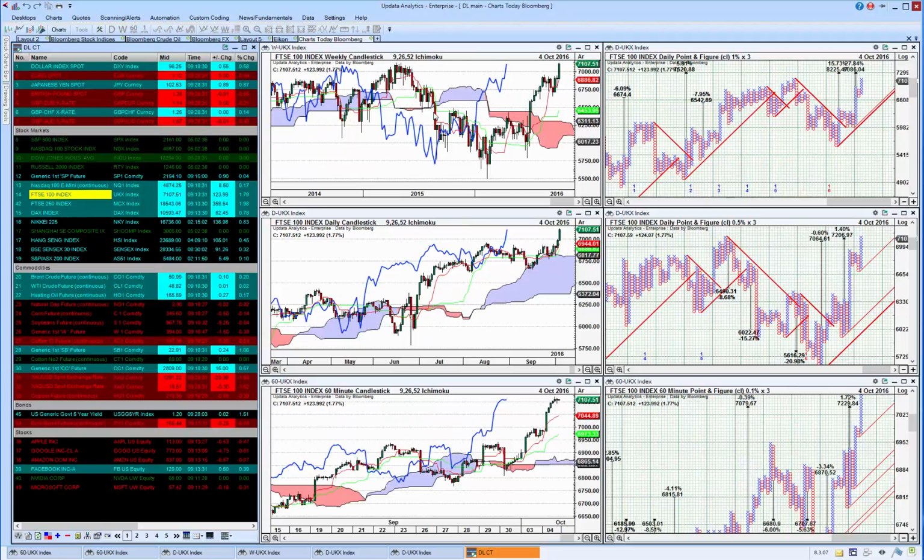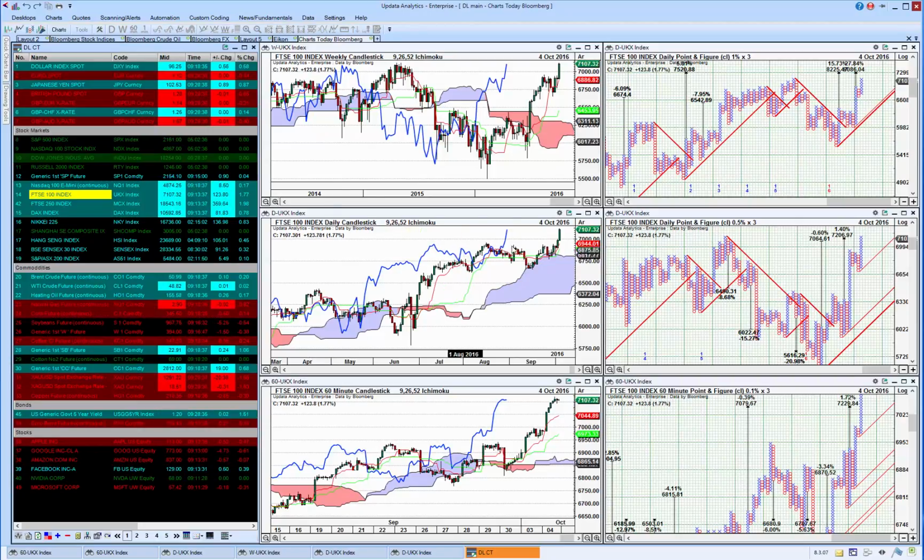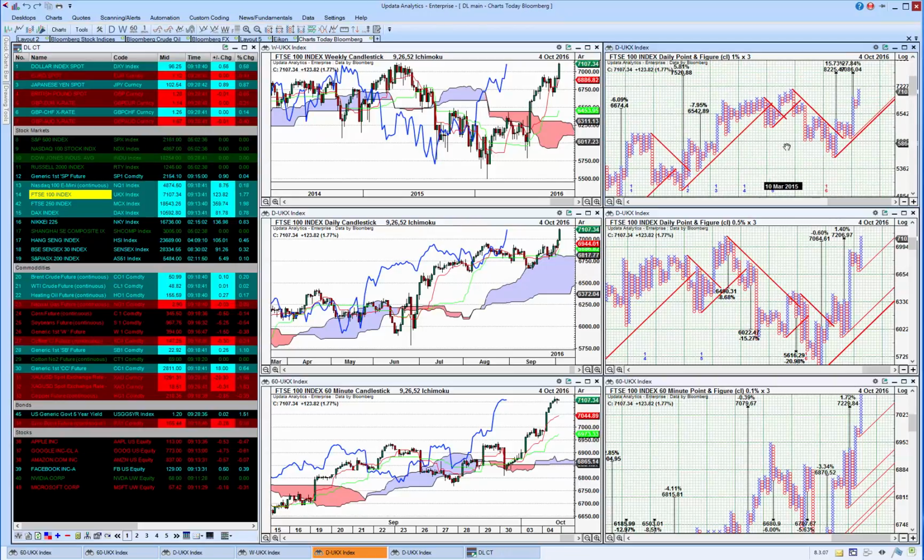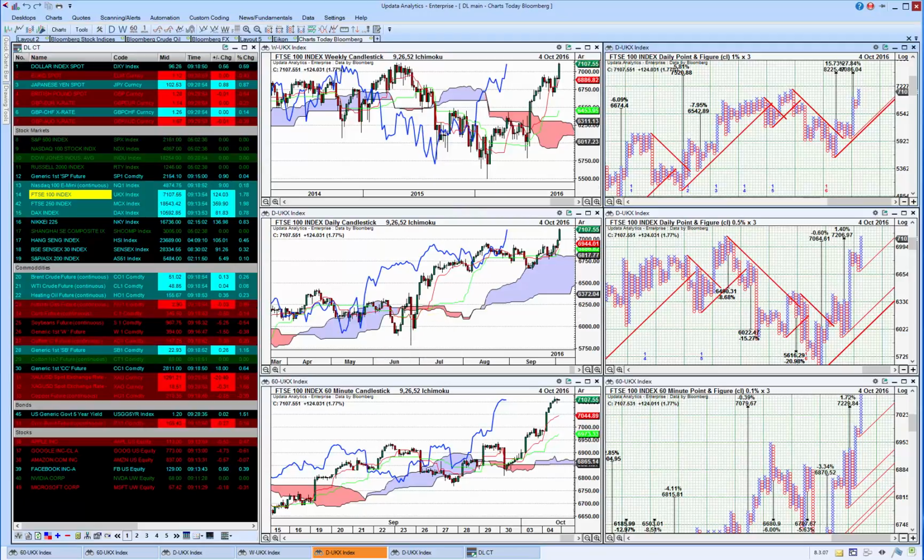FTSE breaking to new all-time highs today, back above the 7,000 level, quite convincingly up, nearly up 2%. So that is really significant. We've got these long-term upside targets here, 15, 27%. Short-term, medium-term, the targets are less clear. We're sort of reaching those targets at the moment, but the long-term targets for FTSE are very good, and we're bullish on all.